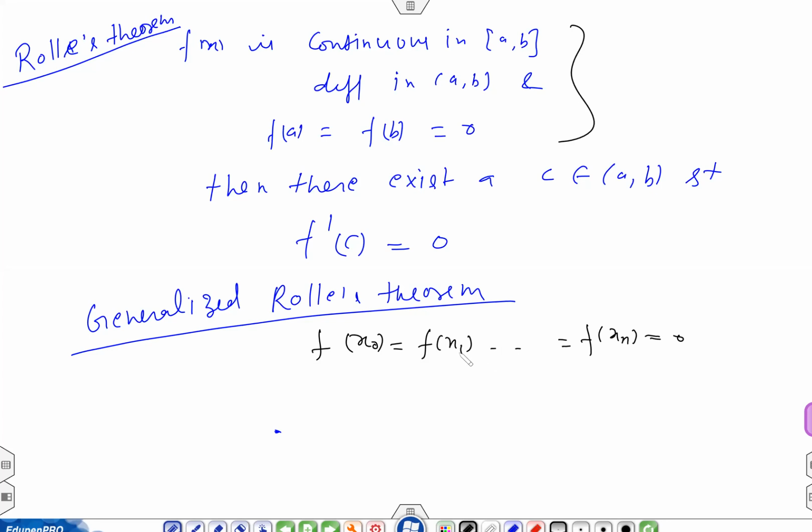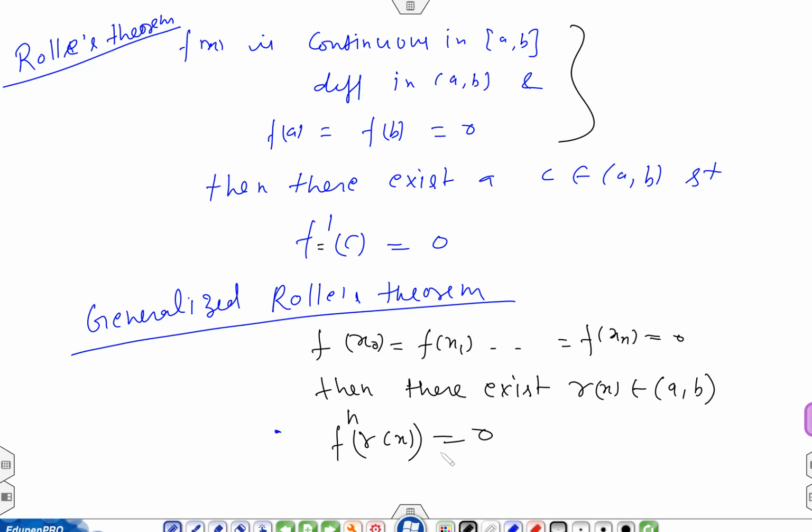What does this mean? If f is 0 at n plus 1 data points, then there exists a point, suppose r of x, belonging to the interval a b. This r of x is different from these points, such that the n-th derivative is 0. With 2 points where f is 0, there is the first derivative. When f is 0 at n plus 1 data points, f n of r of x is equal to 0. This is generalized Rolle's theorem. If f is 0 at 3 points, then the second derivative will be 0 inside the interval a b. By using this Rolle's theorem, we will prove our result.